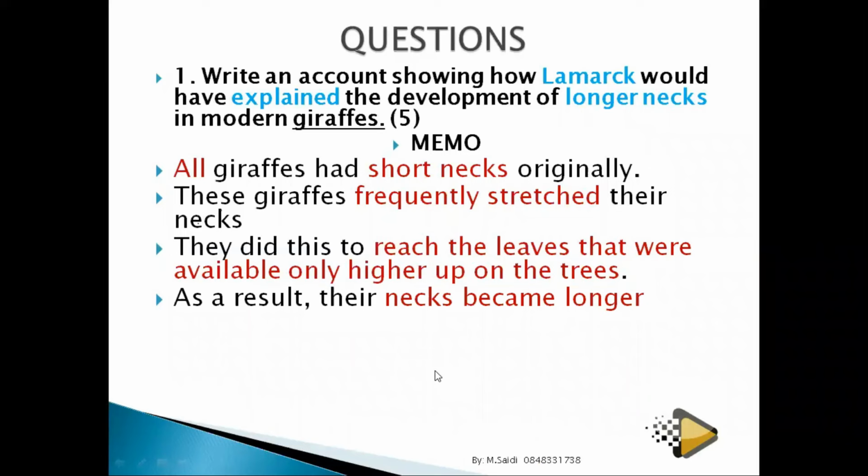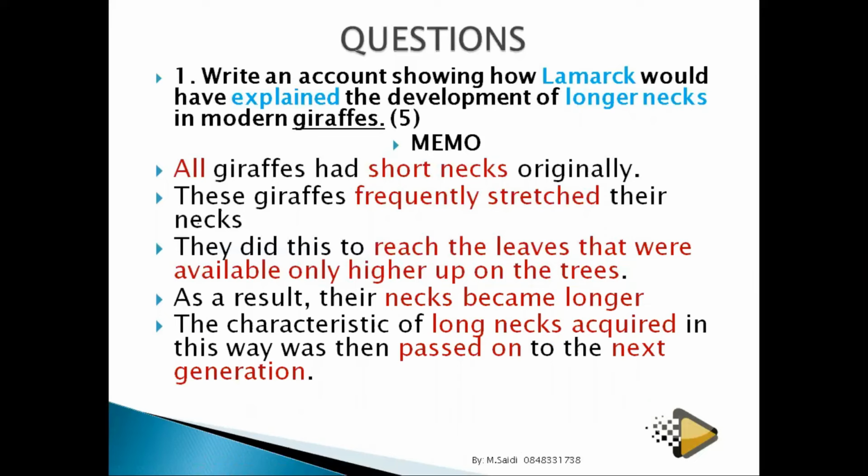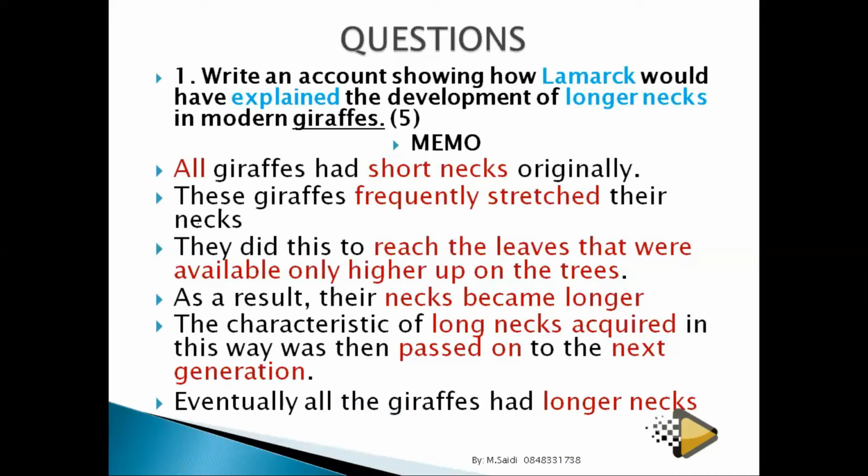But you want to pass these characters to the next generation. He says that the characteristic of long necks acquired in this way was passed on to the next generation. So this point proves the inheritance of acquired characters. So all giraffes had short necks, meaning there was no variation. Number two, the giraffes frequently stretched their necks to reach the leaves that were available only higher up on the trees. As a result, the necks became longer. And then the long necks acquired during their lifetime were passed on to the next generation. So eventually all the giraffes had long necks. That's how he explained how the giraffe came up with long necks.